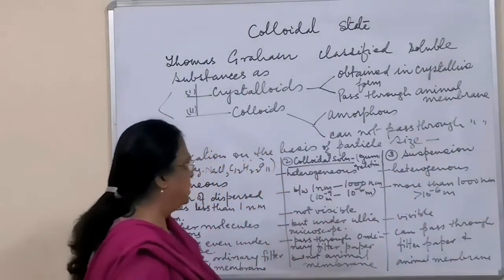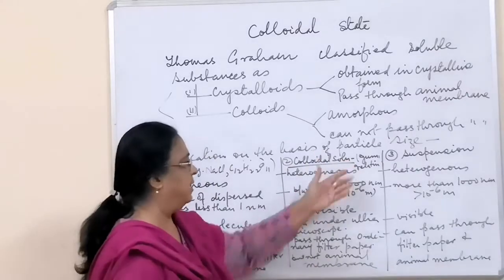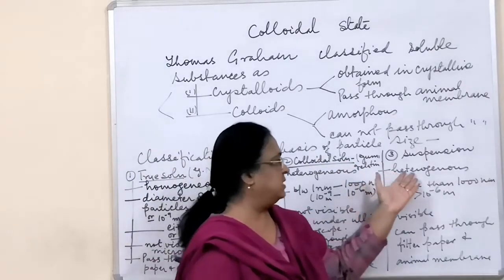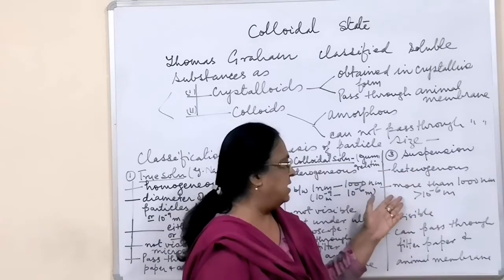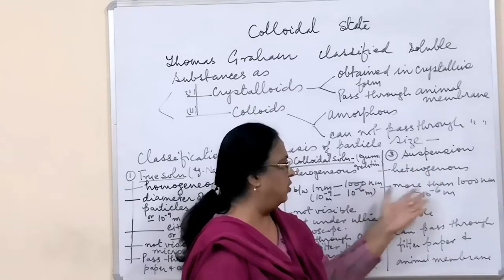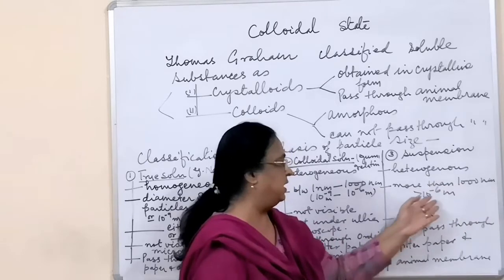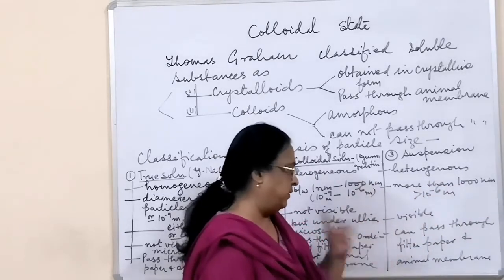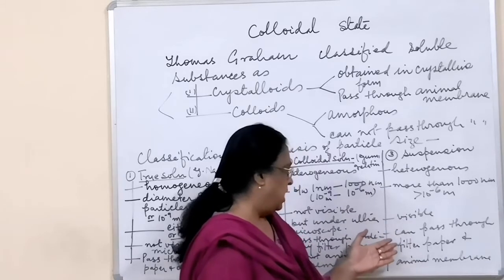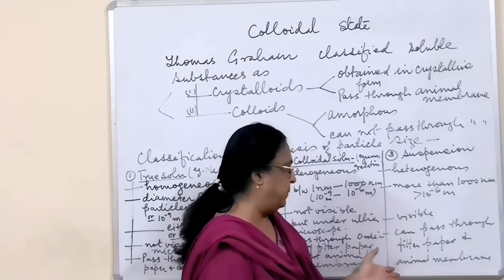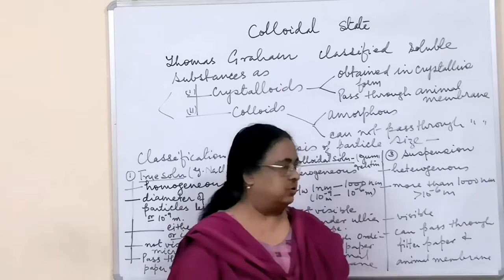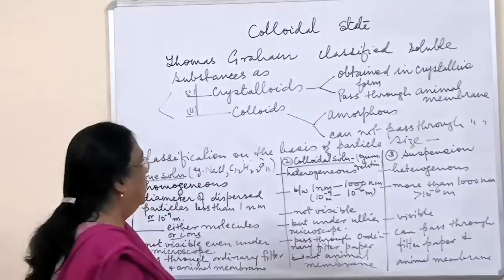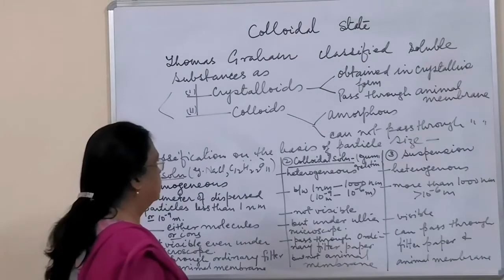And the third kind is suspension. Colloidal solution, examples are gum and gelatin. And suspension system is heterogeneous. Size of the particle is more than 1000 nanometer or greater than 10 to the power minus 6 meter. They are visible even to the naked eye and cannot pass through filter paper and animal membrane. So both filter paper and animal membrane can retain these suspension particles.